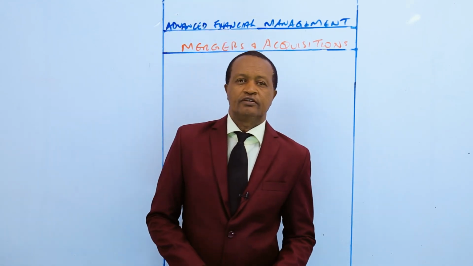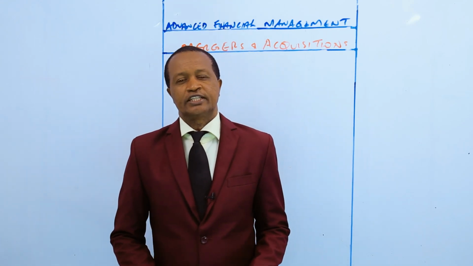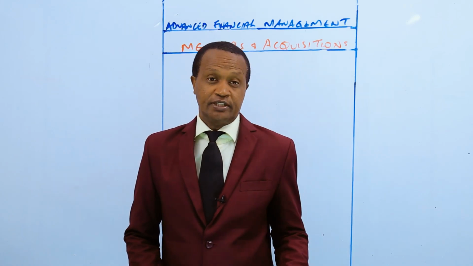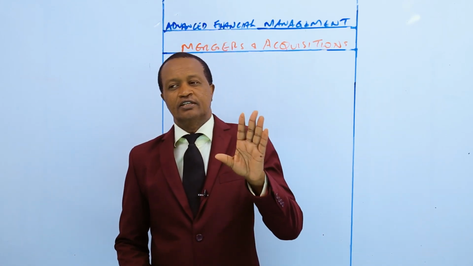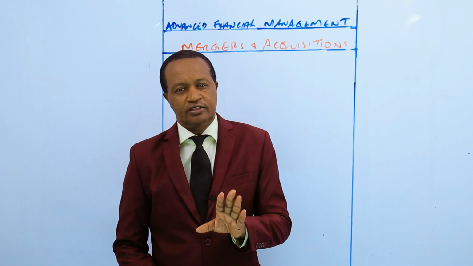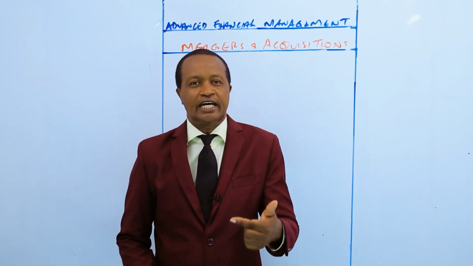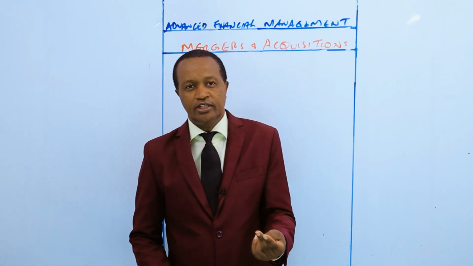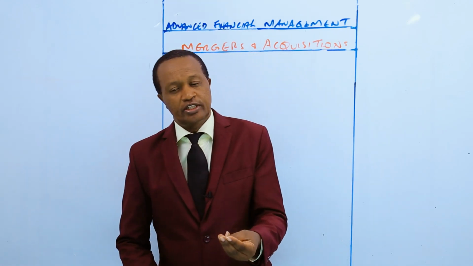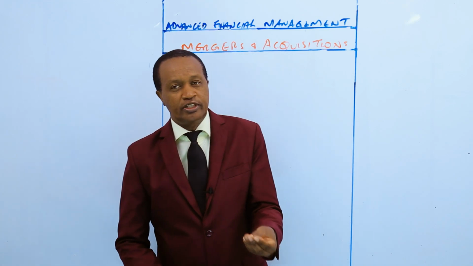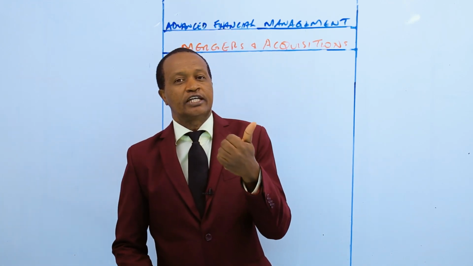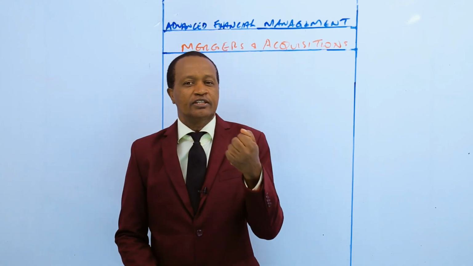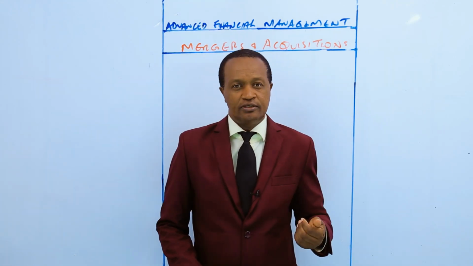In our previous 5 sessions, we've been studying how to value a target company for mergers and acquisition purposes. We've analyzed 6 models. One is the net asset valuation model. Number 2 is the PE ratio model. Number 3 is the dividend growth model. Number 4, super profits model. Number 5, the capital asset pricing model. Then number 6 is the discounted free cash flows model.